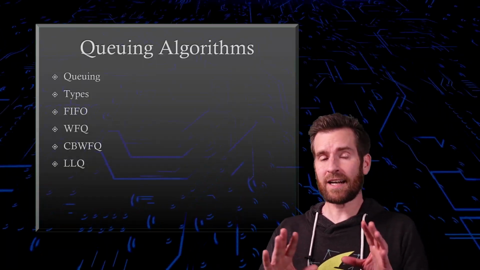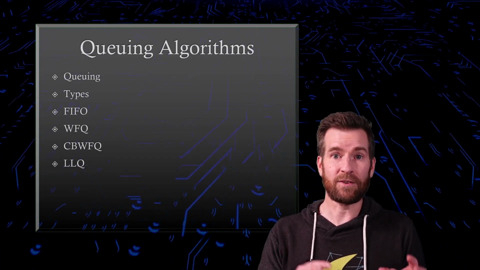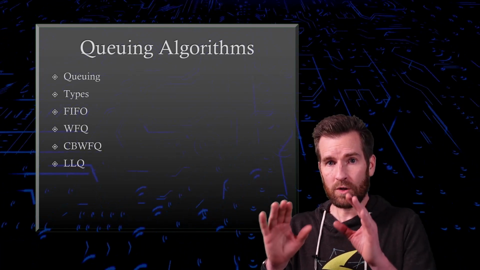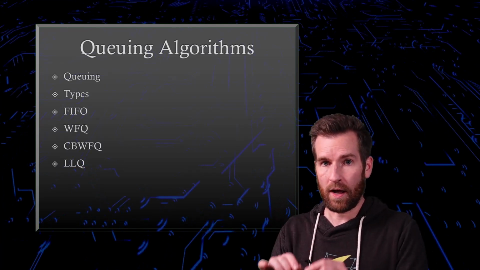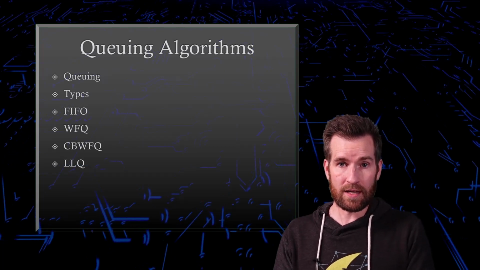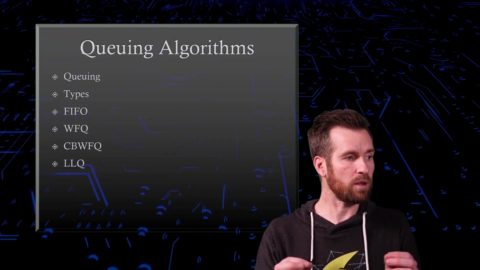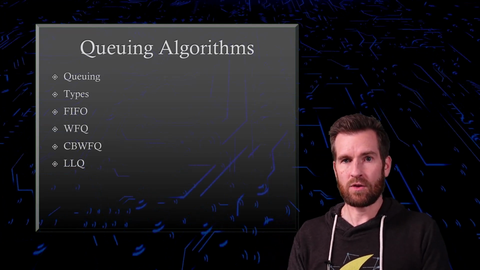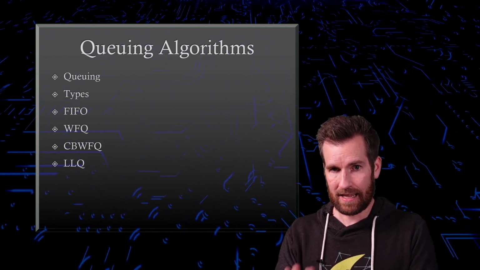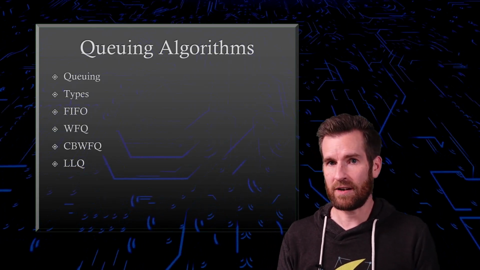In this video, we'll start out by talking about what queuing is. Then we'll get into the different types of queuing, and then we'll talk more in depth into what is first in, first out queuing. We'll talk about weighted fair queuing, class-based weighted fair queuing, and finally, low latency queuing. And so those are the different ones that we're going to take a deep dive into and see what the differences are between these different algorithms.